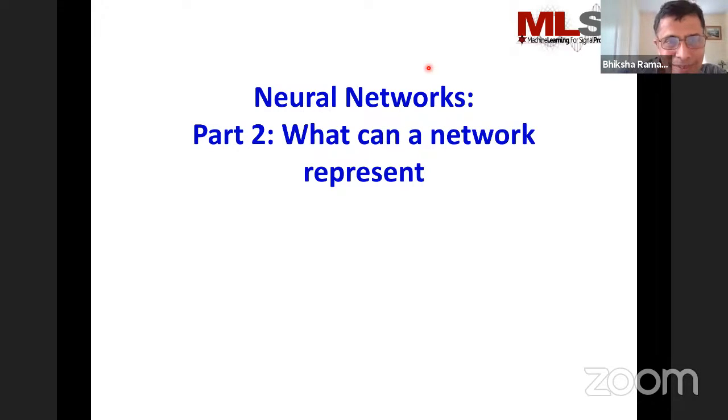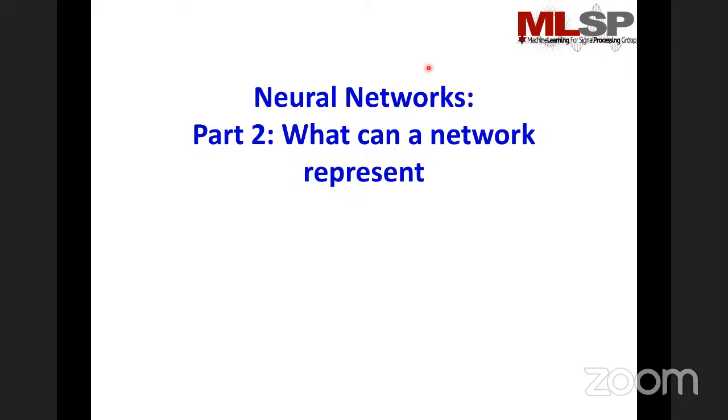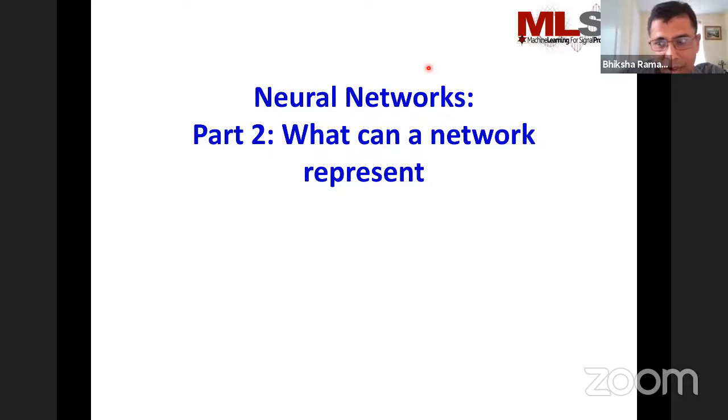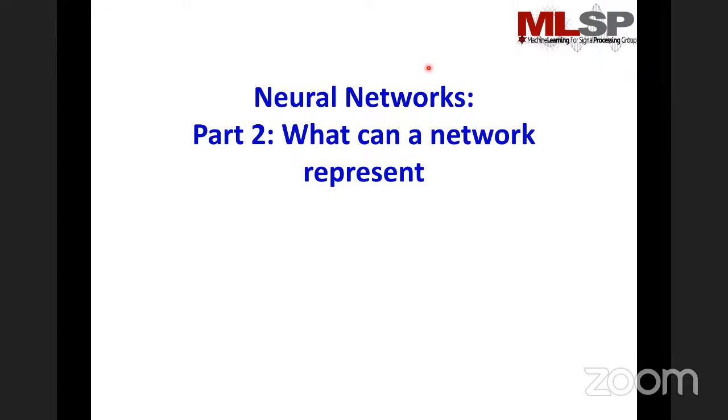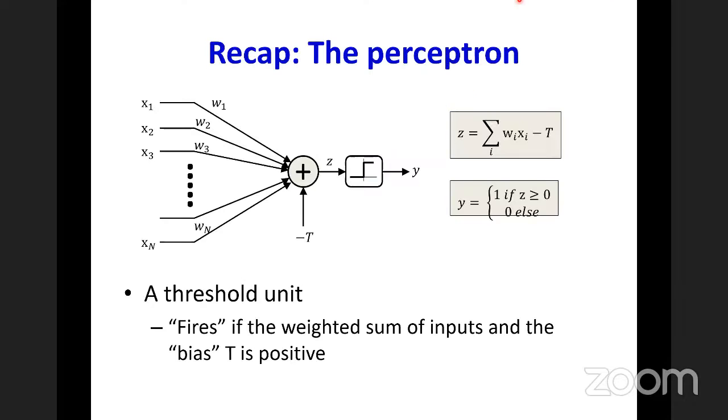Now let's continue. The second part. Well, I have 3 halves to my lecture. And so the second half of my lecture is, what can a network represent? Here's a quick recap. This is the perceptron. It's a threshold unit. It fires if the weighted sum of inputs and the bias is positive, right? So I'm just restating it slightly.